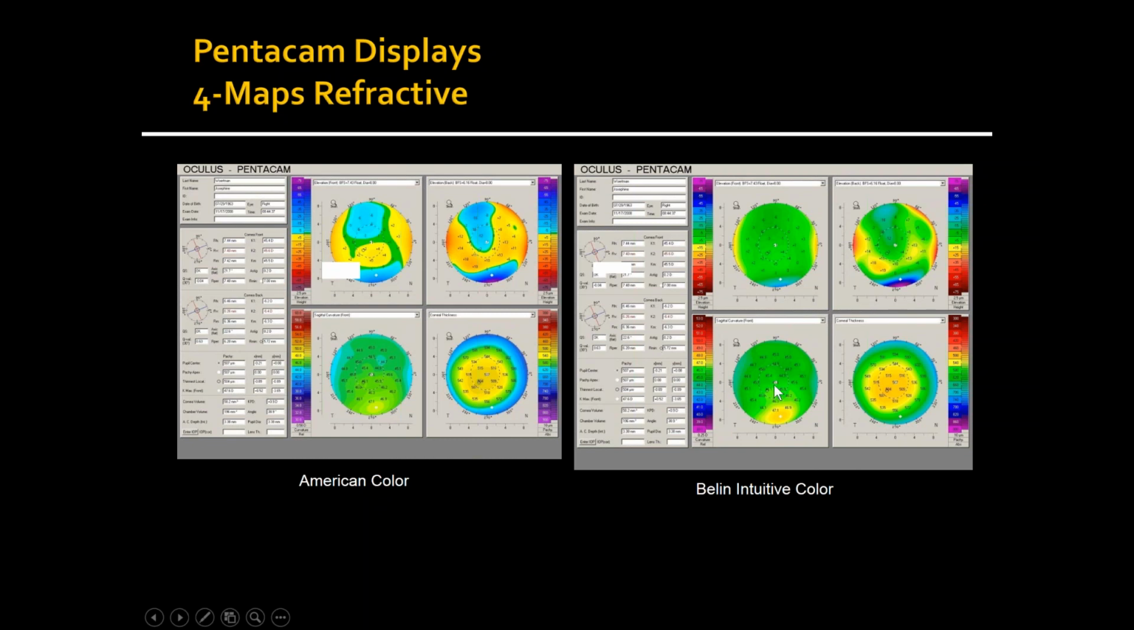On the other hand, you may want to use something called the Belin intuitive color scheme. The Belin intuitive color scheme, and this is the same eye represented in 2 different color schemes, is very good about showing early islands of astigmatism, which is particularly what we want to look for in early keratoconus. As you can see on this patient's back of their cornea, you can see these subtle little islands of astigmatism on that back elevation map with this Belin intuitive color scheme. And from visual inspection, the Belin intuitive color scheme helps make those islands pop out and become more visually visible to us.